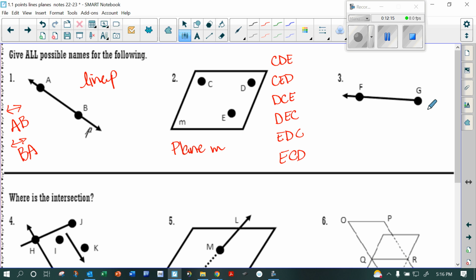Okay, now this is a ray, since you have one arrow and one end, starting with the end, and then the other letter. And then your arrow is just a typical arrow. It goes the same direction every time when you're naming it. It doesn't matter which way it's pointing in the picture.